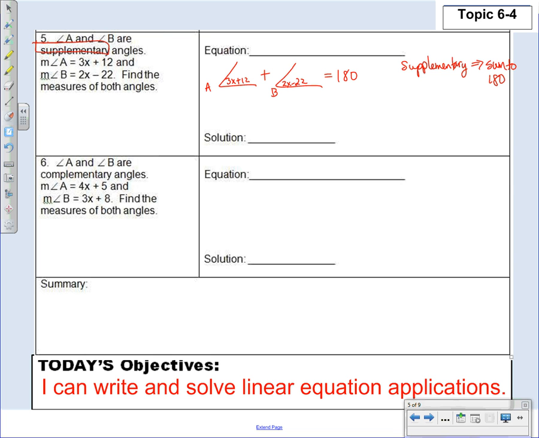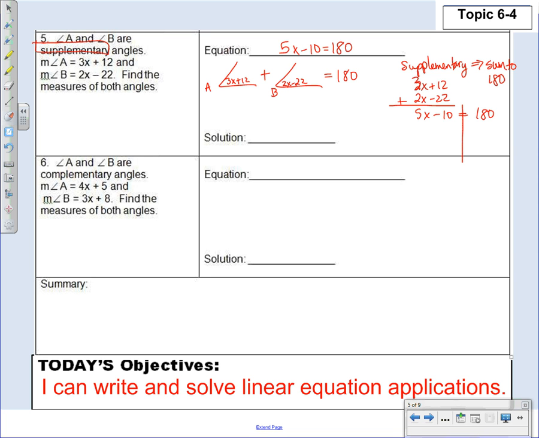If I add my two angles together, that is 3x plus 12, 2x minus 22. Let's add. 3x plus 2x is 5x. 12 minus 22, that is a negative 10. That has to equal 180. So my equation is 5x minus 10 equals 180. From there, I can now solve.